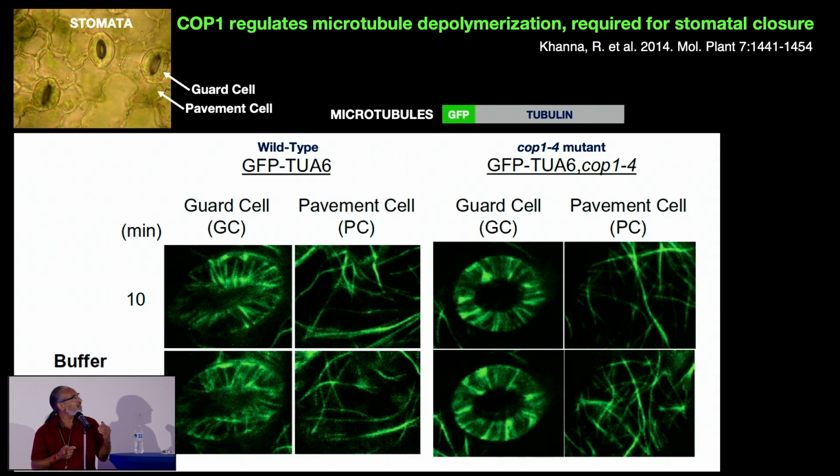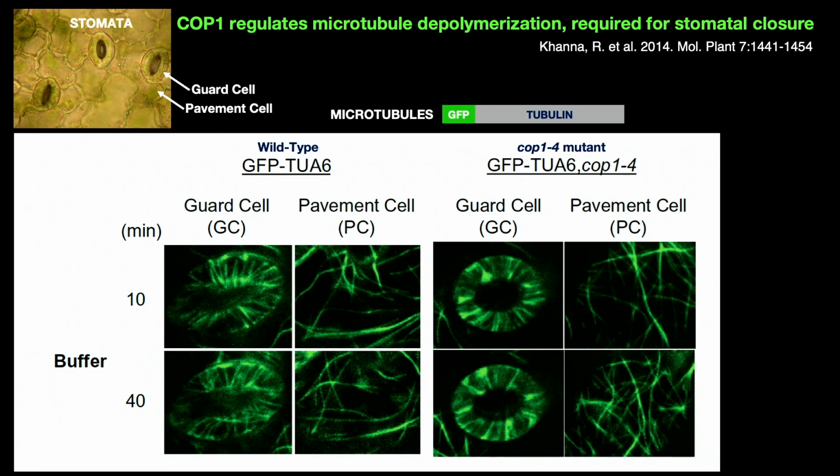So let's look at another program, and this time we'll talk about microtubules. One of the things that plants do is open and close their stomata, which are present on leaves. You can see guard cells. There are two guard cells around a pore. The pore is the stomata. And I created these lines in 2014. These are GFP-TUBULIN expressing in wild type as well as COP1 mutant.